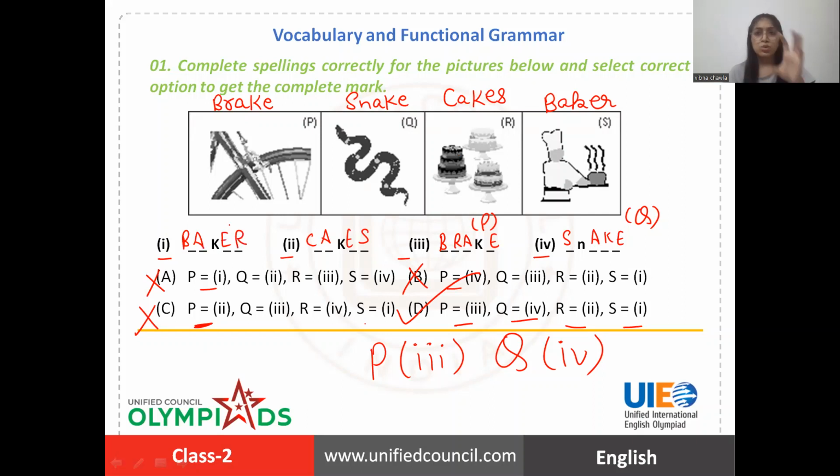B-A-K-E-R. Whenever such a situation occurs, we have to go with the elimination technique. We have to look at the options and try to find an option in which the rest of the things we are sure about are given, like P third and Q fourth. It was only and only given in option D. So option D is the right answer.